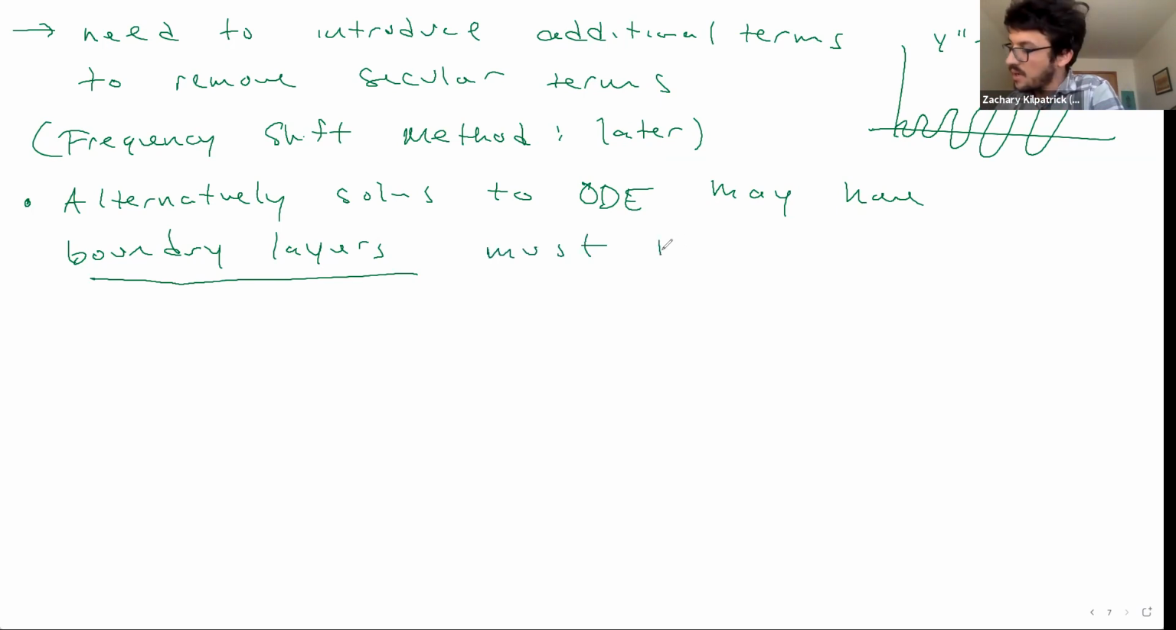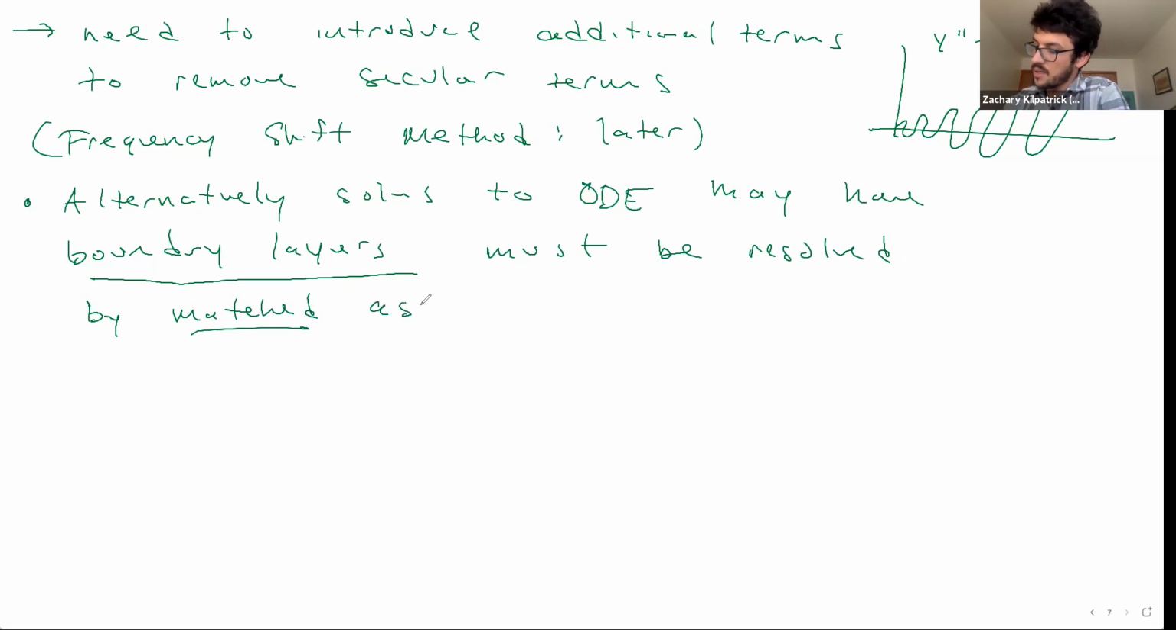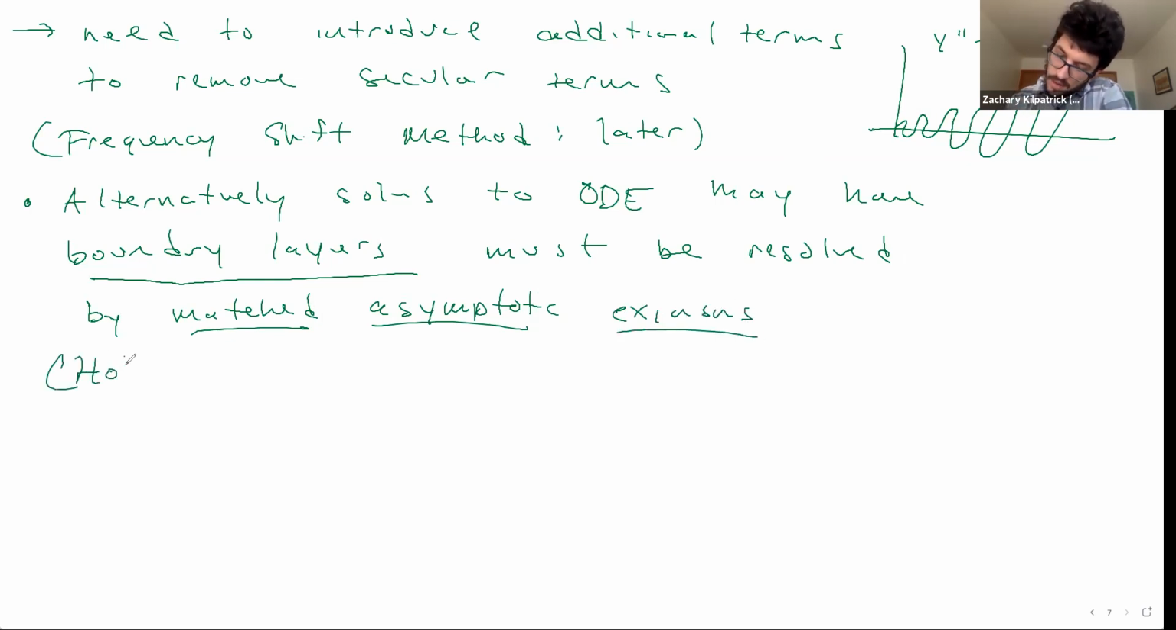Now for boundary layers, what we find, okay, is that we have to resolve them by what are called matched asymptotic expansions, okay? And this is kind of the content of Holmes' book 2.1, 2.2, which we'll pretty much go over here, although I won't go through the whole guts of all the examples that he goes through, okay?